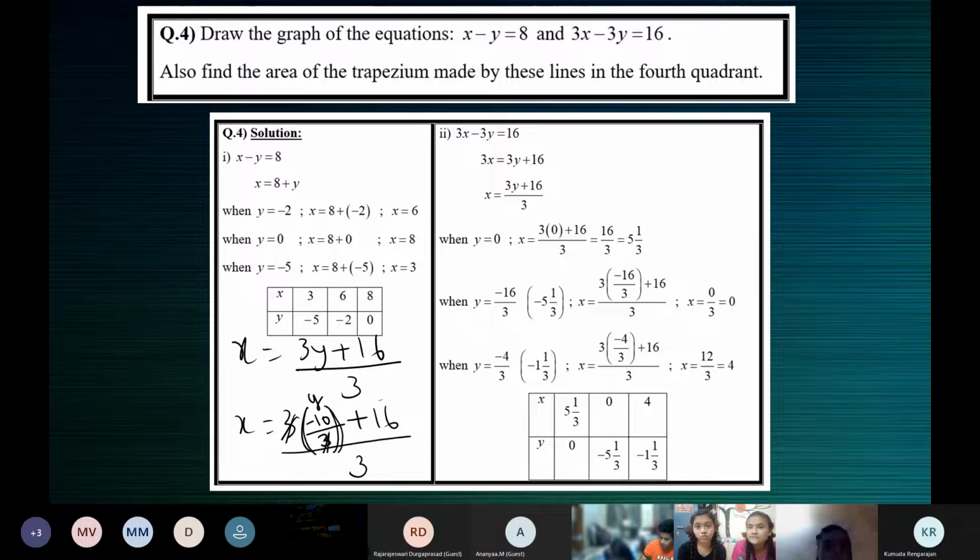Yes, ma'am. Got it? Oh, we should add 0 or any multiple of 3? No, because the denominator is 3. Yes, 3, ma'am. You want the numerator to be a multiple of the denominator. Yeah, because you have 3 in the denominator, you want the numerator to be a multiple of 3. Yes, ma'am. Okay, ma'am. Okay.